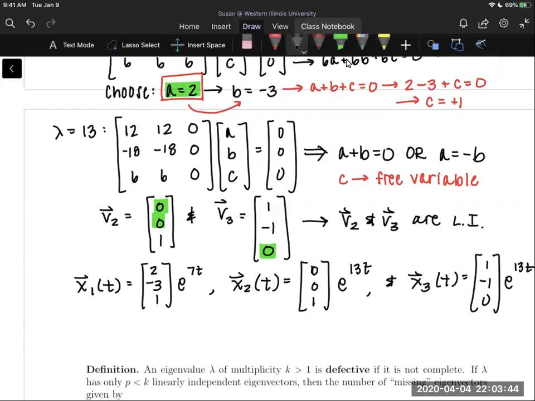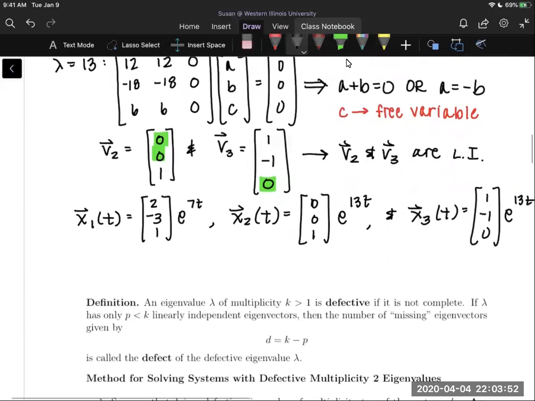I won't go through and check that these are linearly independent, but of course you could go through and compute the Wronskian if you didn't believe me, just to confirm that these are in fact linearly independent. And then let's write our general solution. I'm going to write it in scalar form.